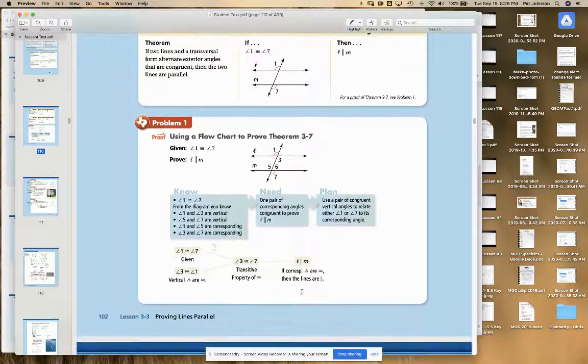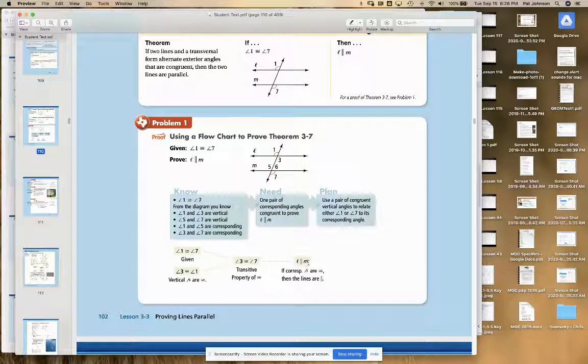So let's start with the flow chart. We start with given: angle 1 is congruent to angle 7. It's given. Then we know angle 1 and angle 3 are congruent because vertical angles are congruent. And then together, we can use the transitive property and say angle 3 and angle 7 are congruent because of the transitive property of congruency.